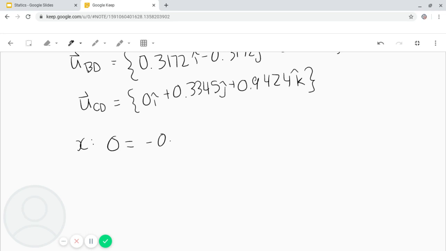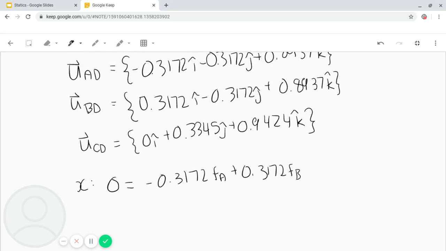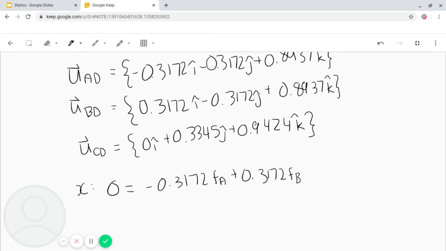Let's say negative 0.3172 force A plus 0.3172 force B. And of course, this is just coming from these up here. So we can see that the only components in the x, or i, direction are our A and B.